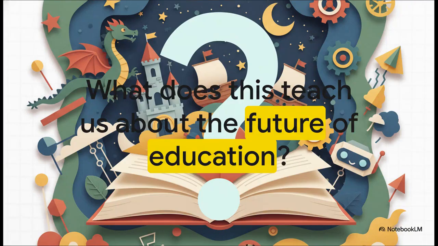So what does this all teach us about the future of education? Well, maybe it's that the future isn't about having to choose between old books and new skills. It's about understanding that any great story, no matter how old it is, can be a powerful platform for building the exact skills our kids need to thrive in the world, right here, right now.